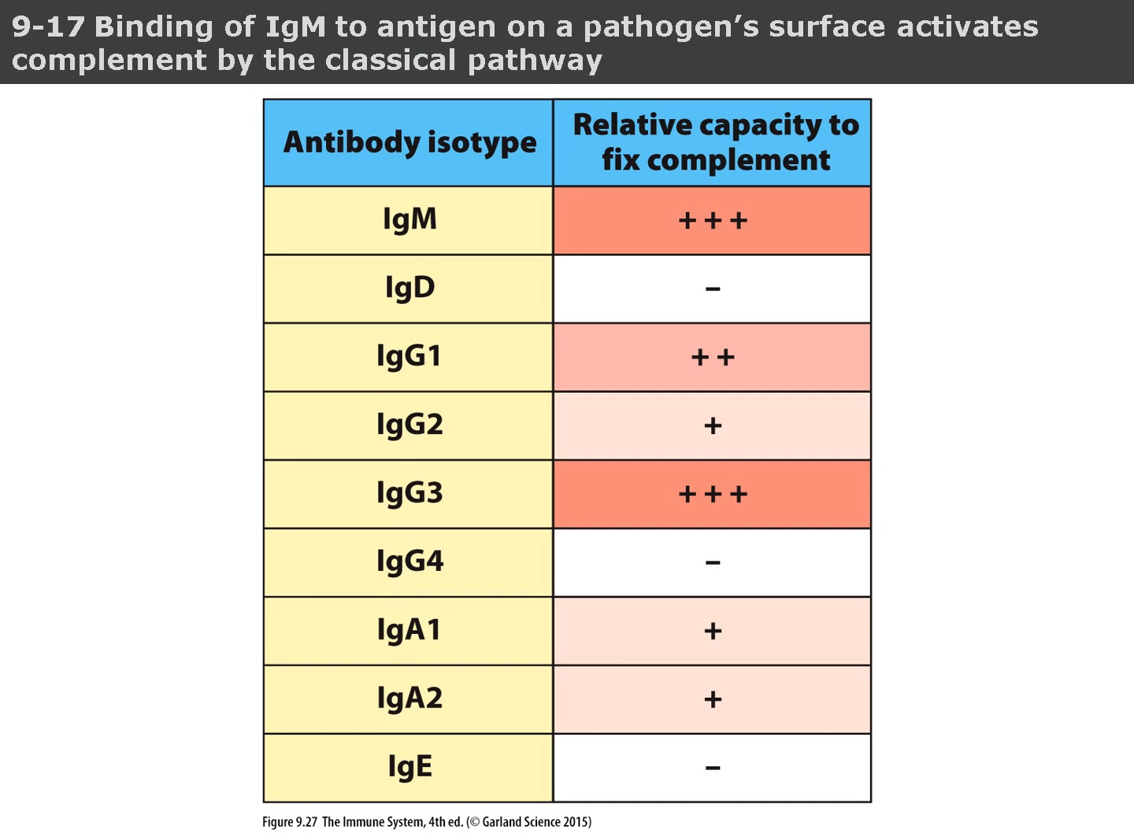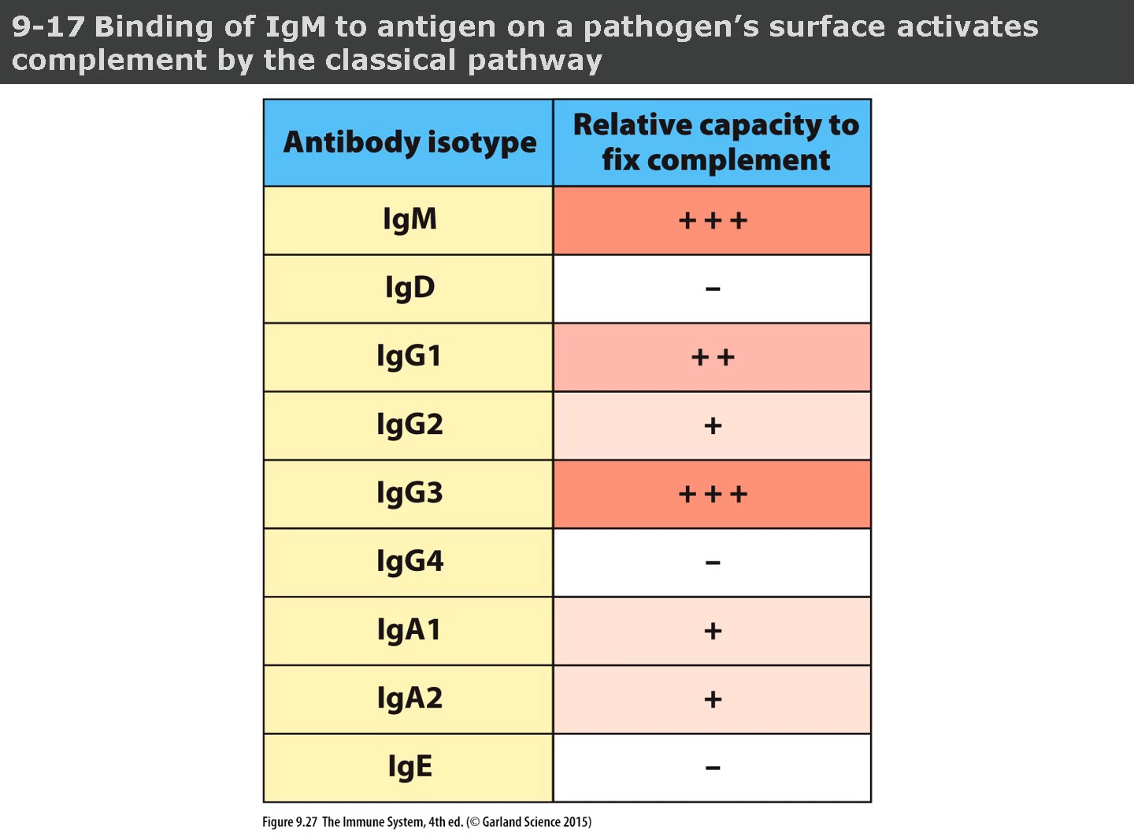This chart ranks antibody isotypes based on their ability to fix complement through the classical pathway, an essential mechanism for tagging and destroying pathogens. At the top, IgM and IgE are the most potent activators, both marked with +++ due to their structural efficiency in binding C1q, the first complement protein.